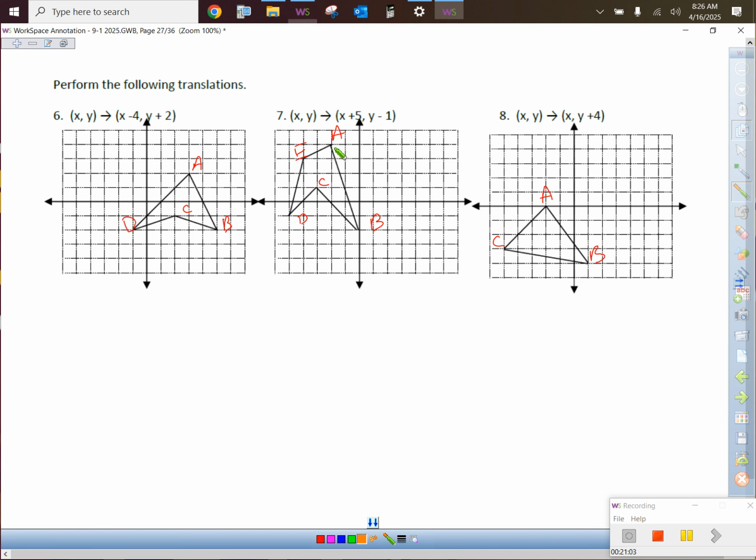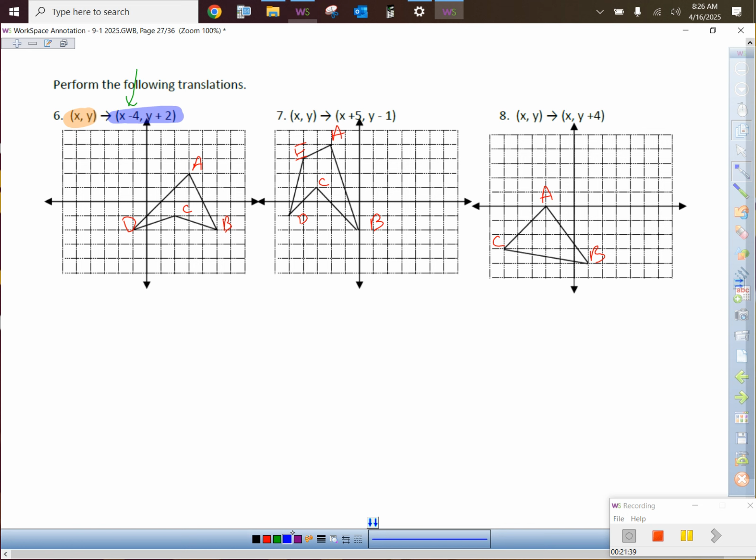So they tell me it's a translation, which is a slide, right? And they wrote the rule differently this time. They didn't put it in the vector brackets. You started with x, y, and it becomes this blue thing right here. They are literally telling you what to do in this rule. So do you see how it says x minus 4? What does that mean to you? Move it 4 units to the left, right? And then this guy right here, y plus 2. They don't have me write the ordered pairs of the new guys, so I don't need to do that.